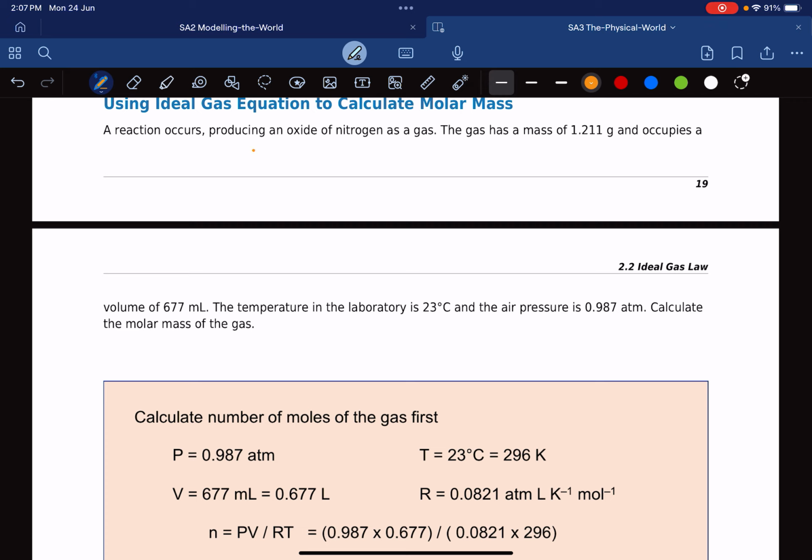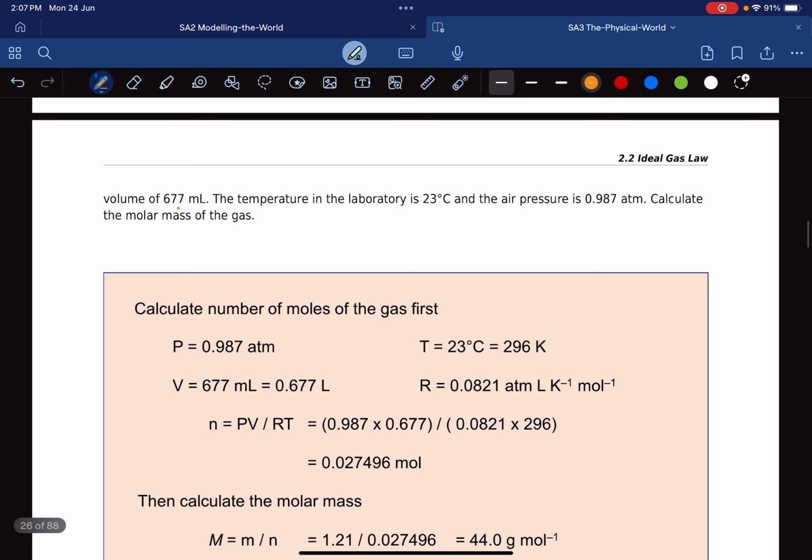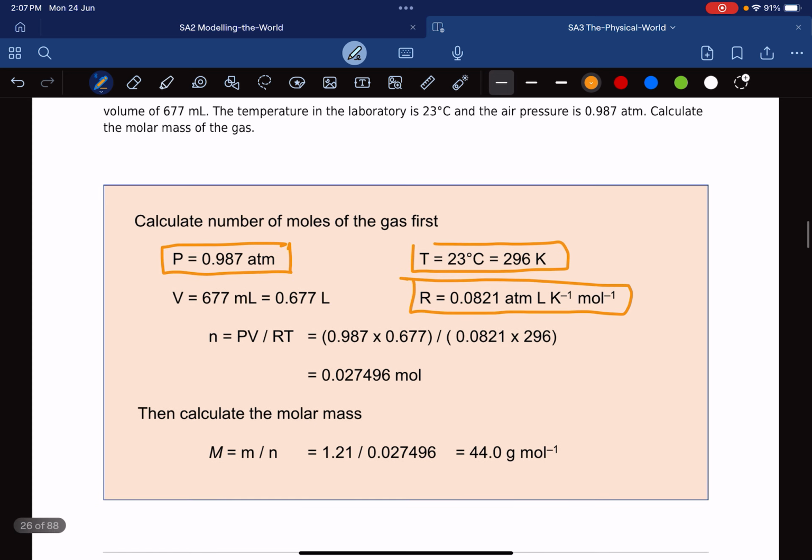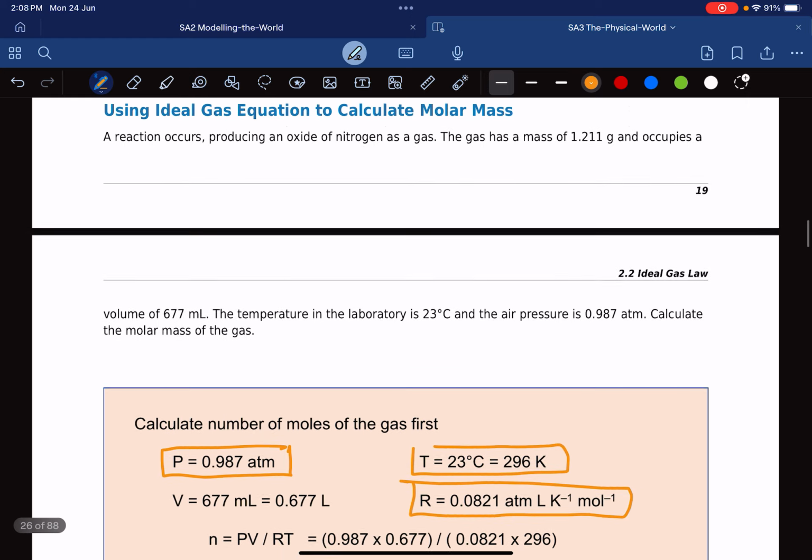You can also do the same calculation to find molar masses. A reaction occurs to produce an oxide of nitrogen gas. The gas has a mass of 1.211 grams, occupies a volume of 677, the temperature is 23, and the pressure is this. First, change the temperature to Kelvin. The pressure was given in atmospheres, so R is 0.0821. Plug it into the formula and you get the value of n. We know n is mass over molar mass, so if you move this around, you will be able to figure out the molar mass. Very easy.